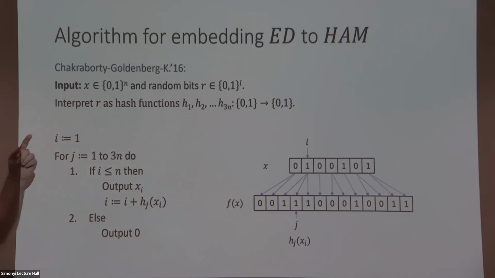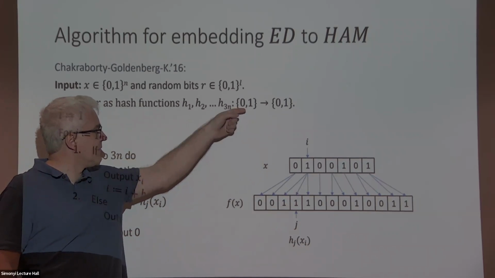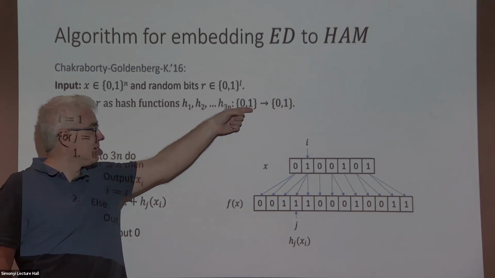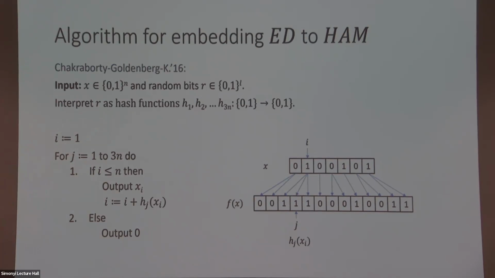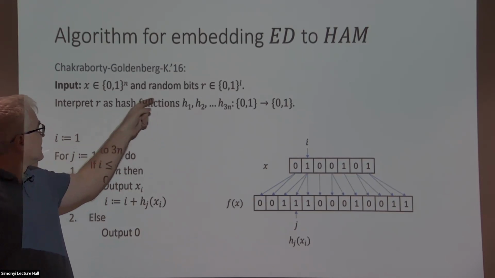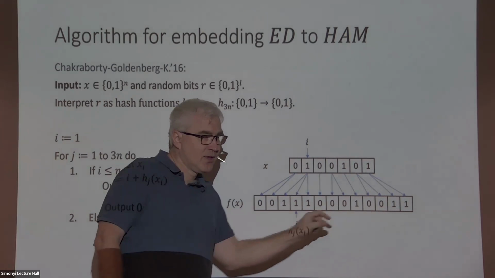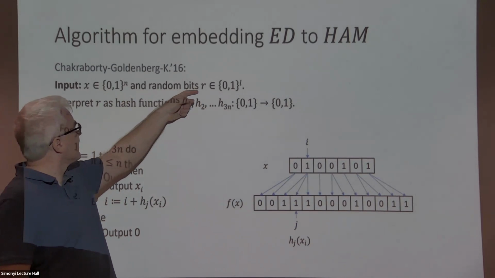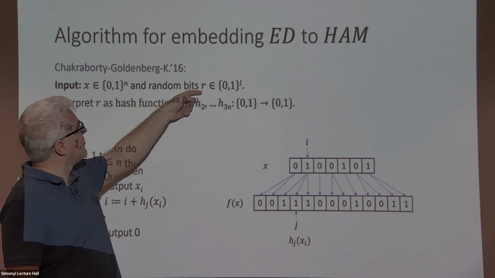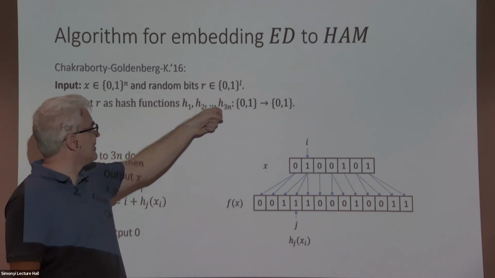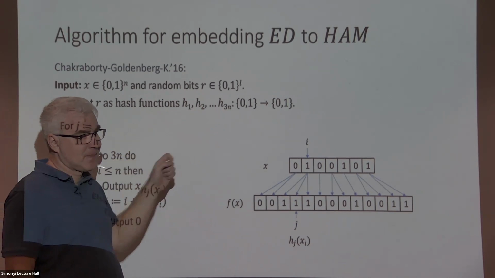So the hash functions, if my input alphabet is 0, 1, then they just output 0 or 1. But it would work for any other alphabet too, and the hash function just tells me either to move or stay. So how do you use a random R? You basically take this R to be these hash functions. You need like 3 or maybe 6 random bits, and they specify these 3 hash functions. So R is 6n.